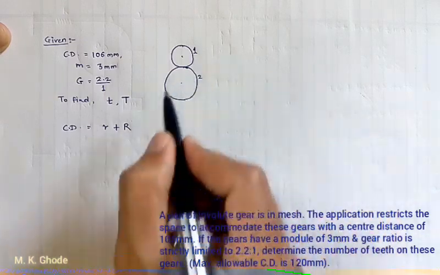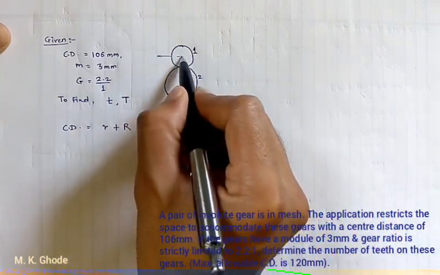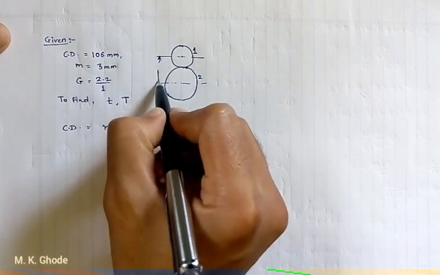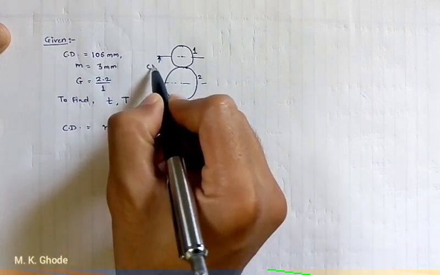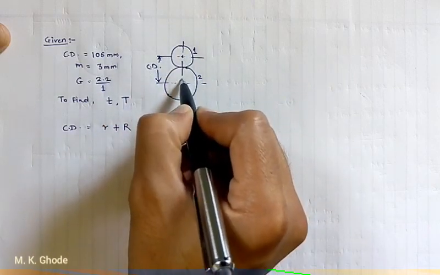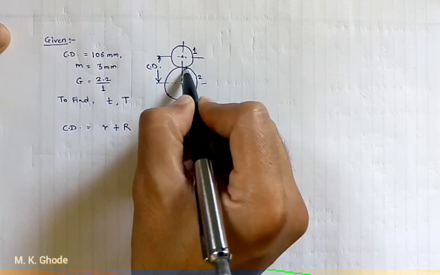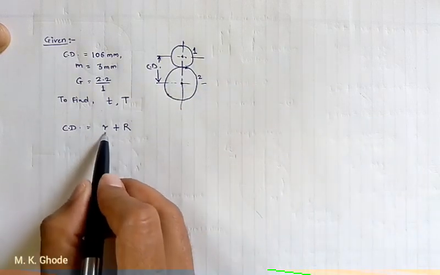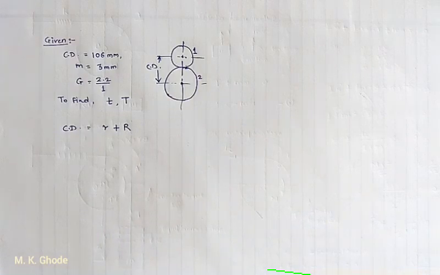So the center distance is the addition of the radius of pinion plus the radius of gear. That is why I have written the center distance formula as small r plus capital R.